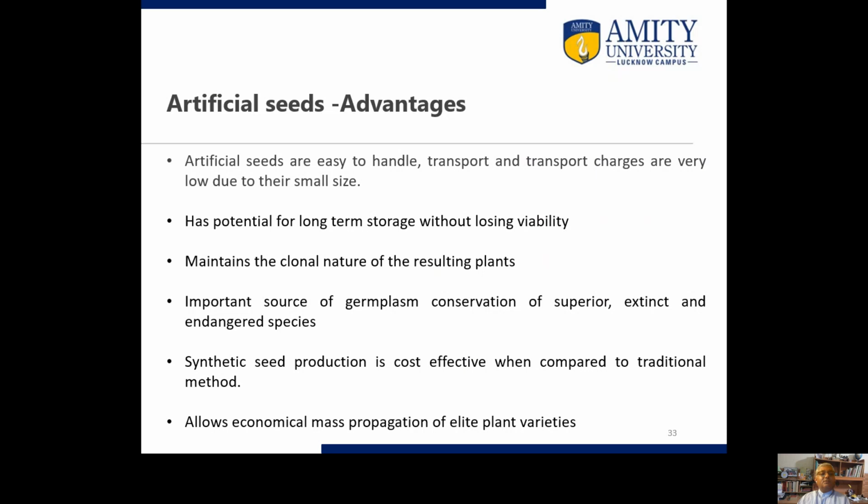The artificial seeds have potential for long-term storage without losing viability. So that is why these are the important source of germplasm conservation for superior or extinct and endangered species. The synthetic seed production is cost-effective when compared to the other methods, as we have already discussed in initial slides.